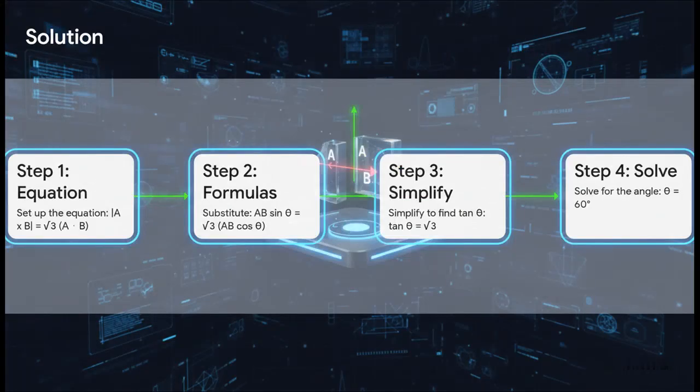First, we just write down the information we were given, but as an equation. Easy enough. Next, we swap in the formulas we know for the cross product's magnitude and for the dot product. Now, look at that. The |a||b| terms are on both sides, so they just cancel out. That leaves us with sine theta equals √3 times cosine theta. If we just divide both sides by cosine, we get tangent theta equals the square root of 3. From there, you just solve for theta and you get your answer, 60 degrees.